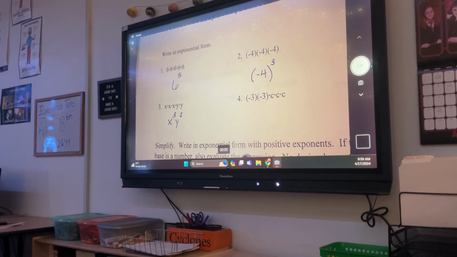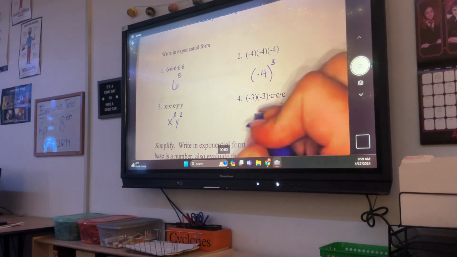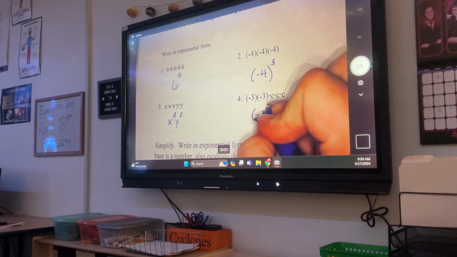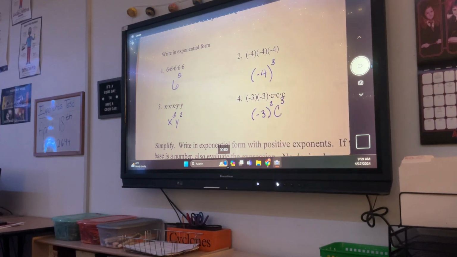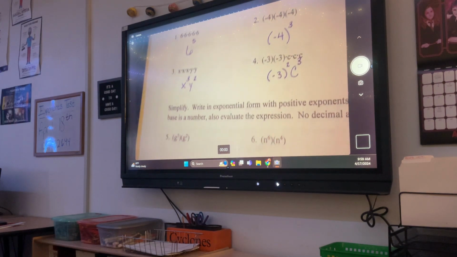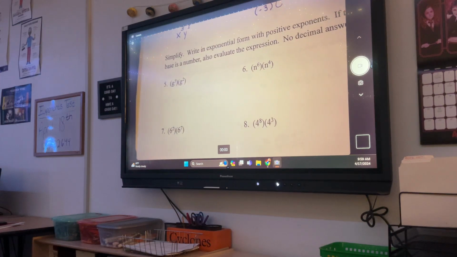Alright, same thing on number 4. Keep the -3 in parentheses. How many are there? 2. And then how many c's? 3. So, that's all you have to do on that first part. You don't have to solve anything.